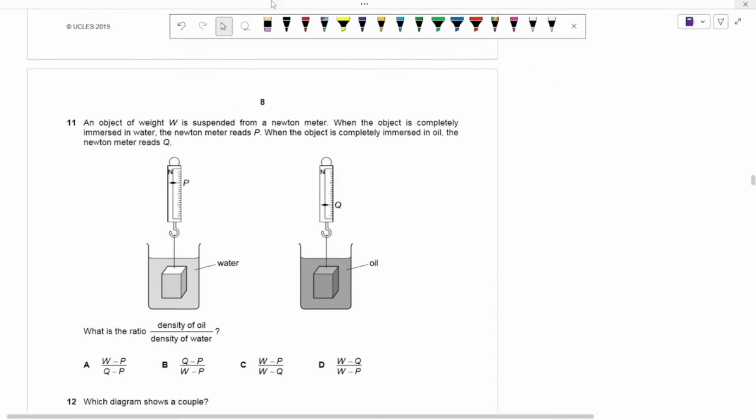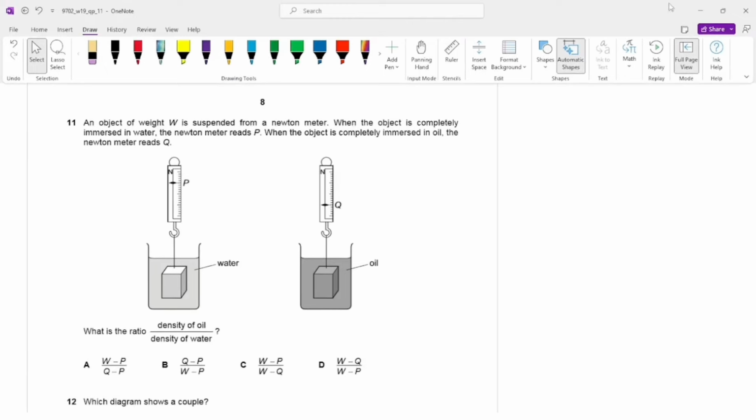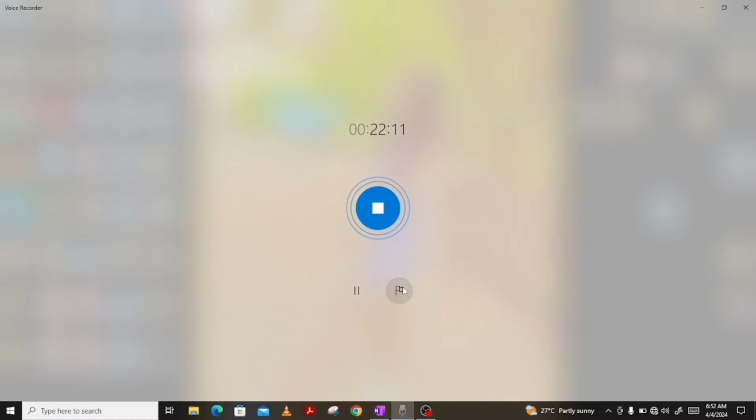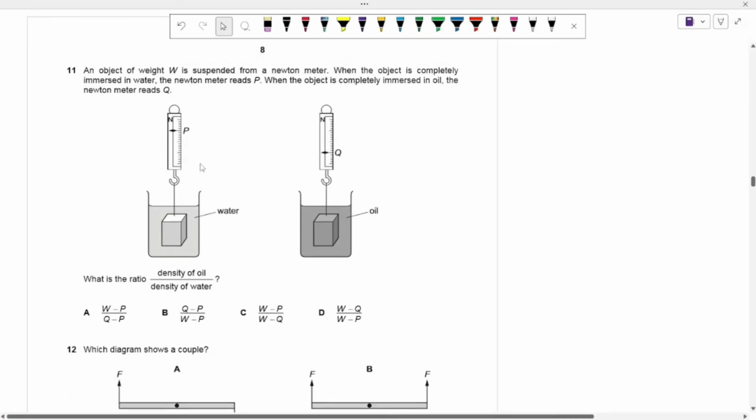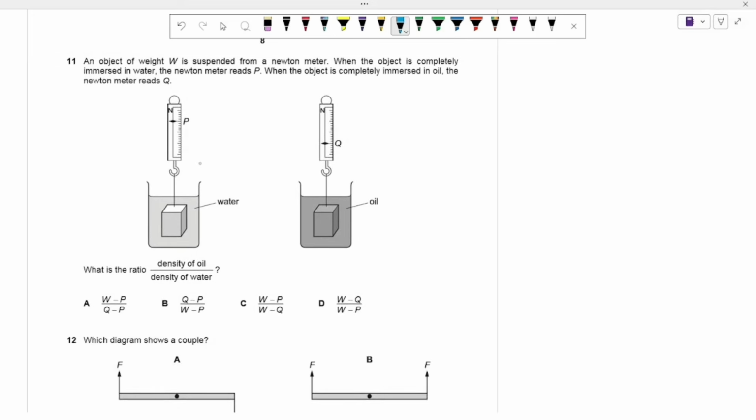Move on to question 11. An object of weight W is suspended from a Newton meter. When the object is completely immersed in water, the Newton meter reads P. When it's immersed in oil, the Newton meter reads Q. What is the ratio of the density of oil to the density of water?